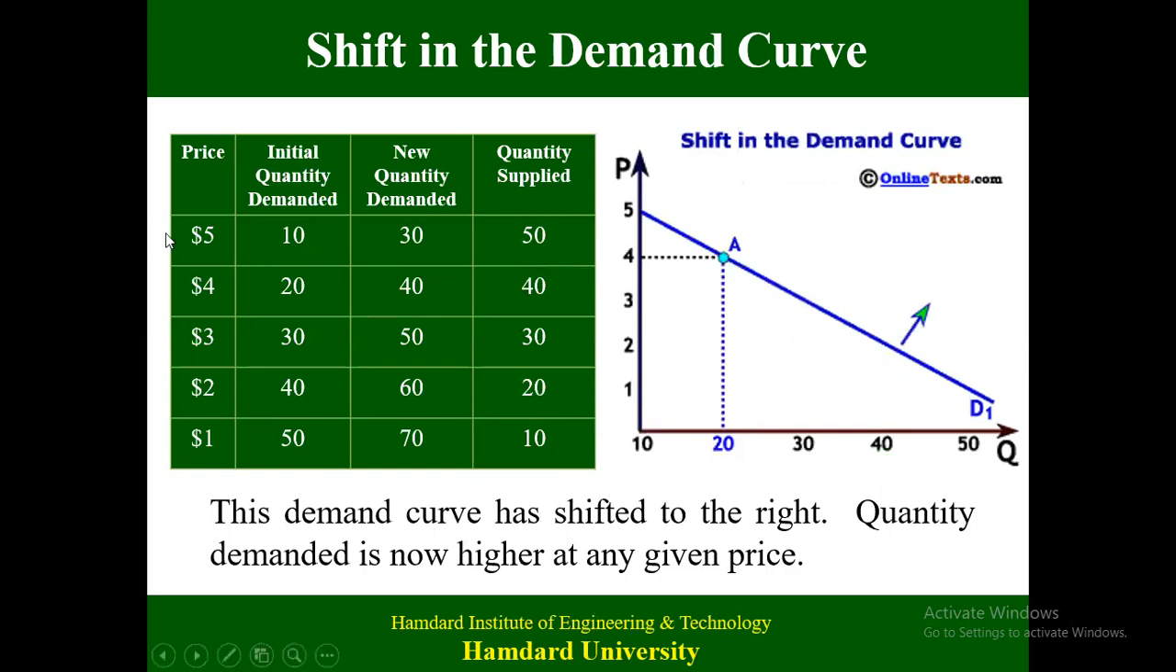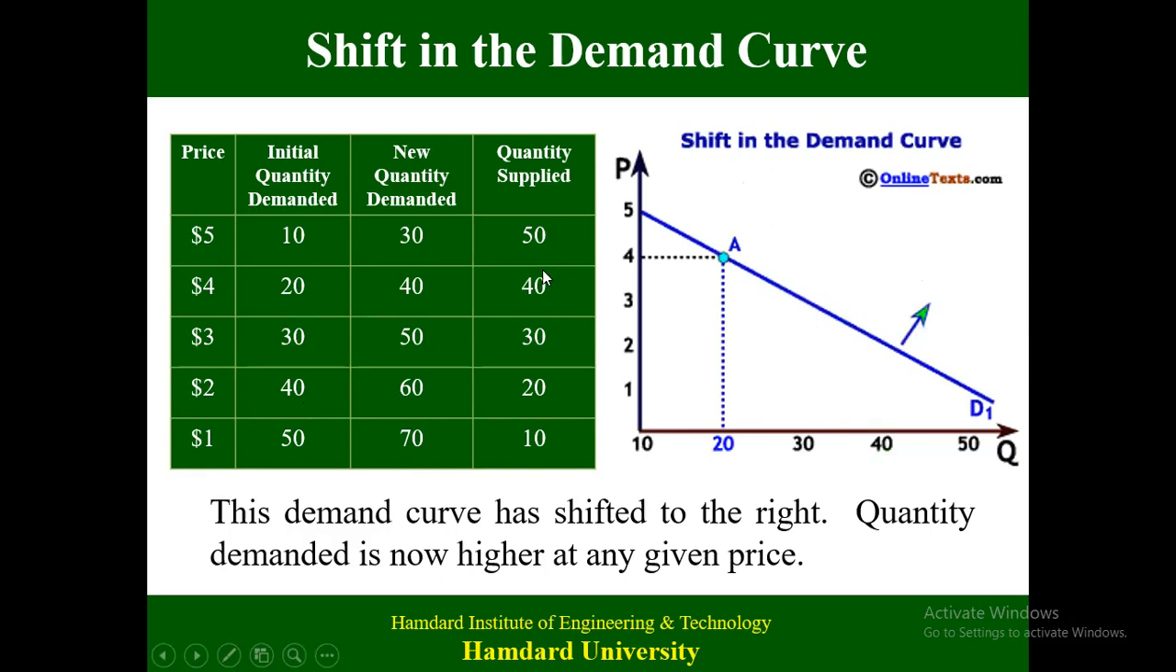In this graph, you can see the price of a good or product from $5 down to $1. The initial quantity demanded has a reciprocal relationship with price: 10, 20, 30, 40, and 50, against 5, 4, 3, 2, and $1 respectively. But consequently, the new quantity demanded, which runs parallel to this, starts from 30, 40, and increases as compared to the initial one.